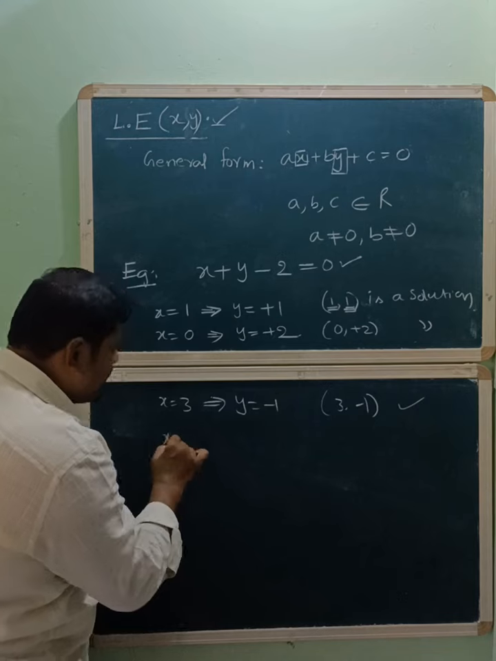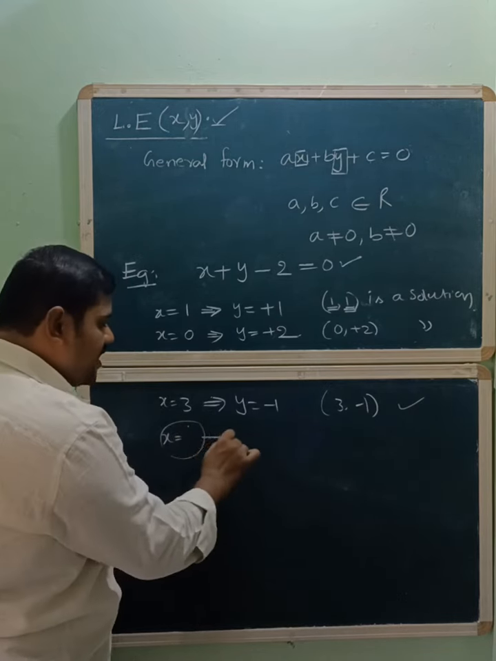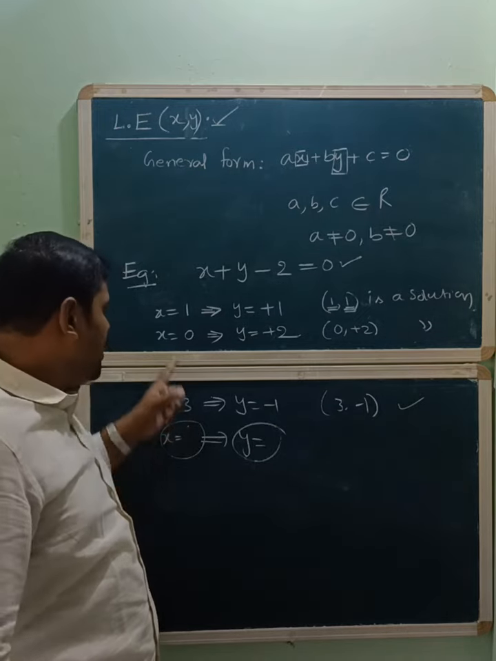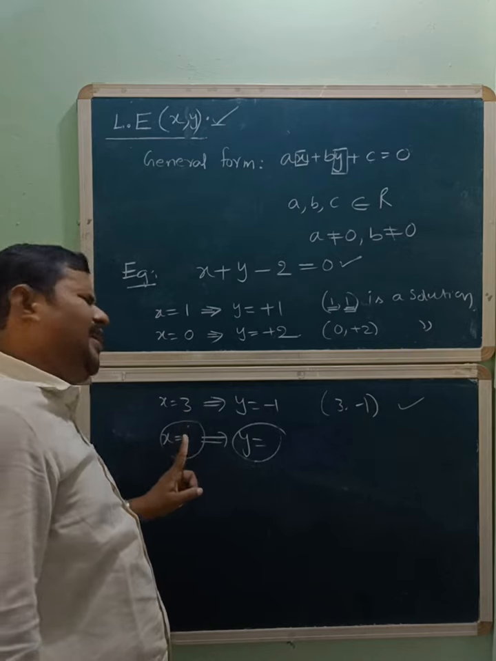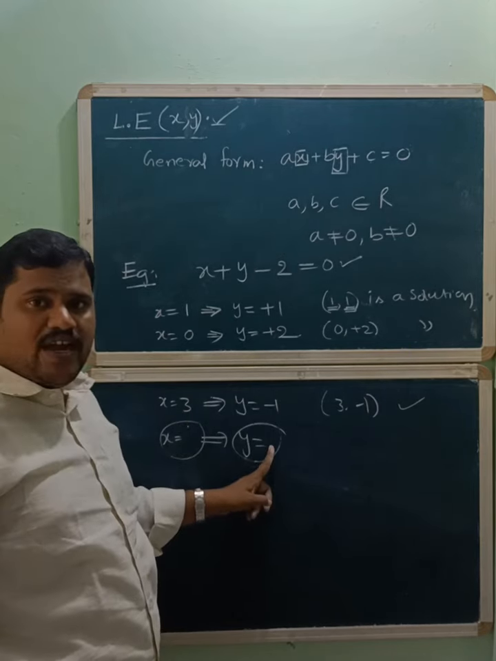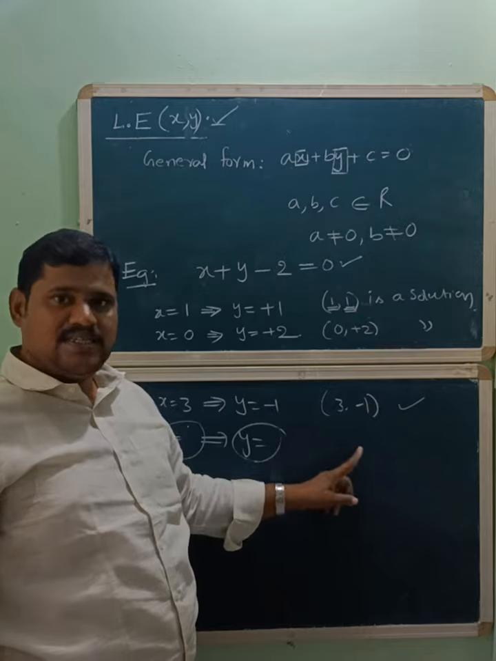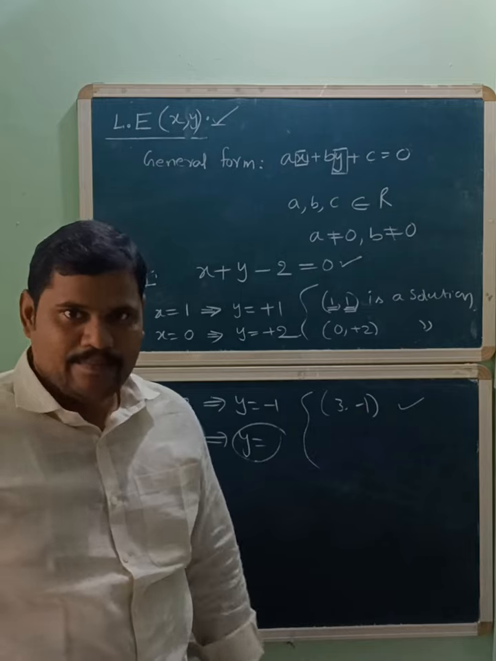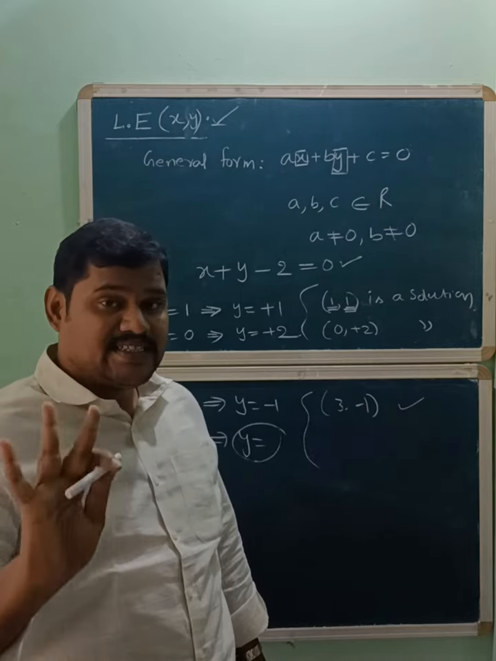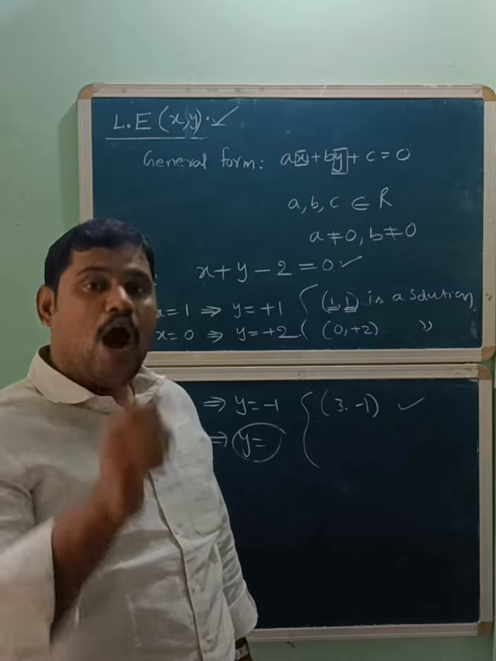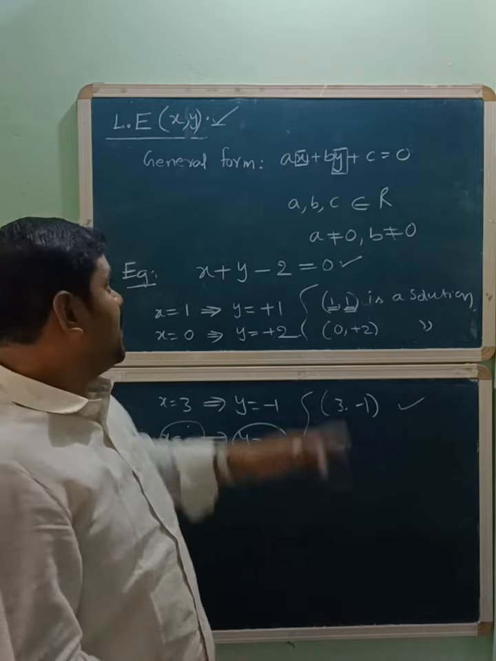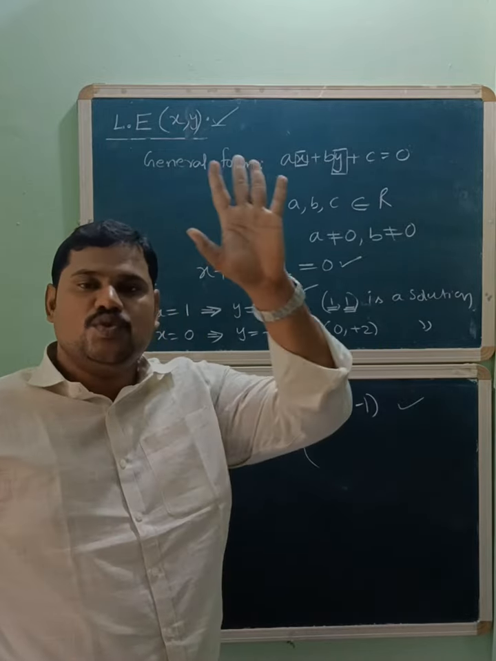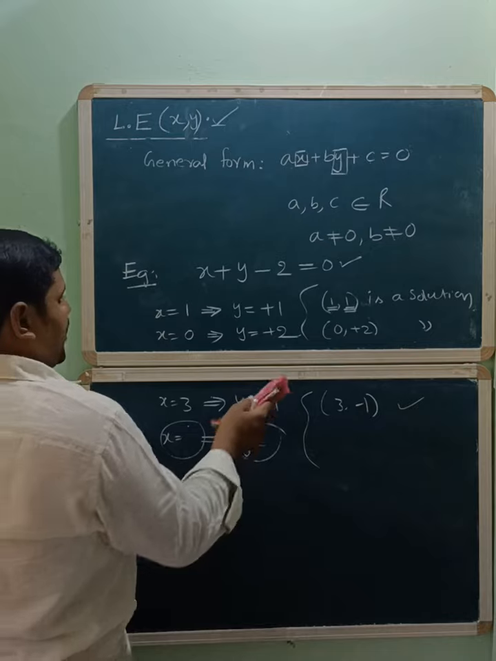This means you can take any value of x, and there exists a y value. Here we took 1, 0, 3, but not only those. You can take any real number, and there exists one y value. That is the solution. So how many solutions are there? Infinite solutions. In the previous one, linear equation in one variable, how many solutions? A unique solution. But here, linear equation in two variables, how many solutions? Infinite solutions.